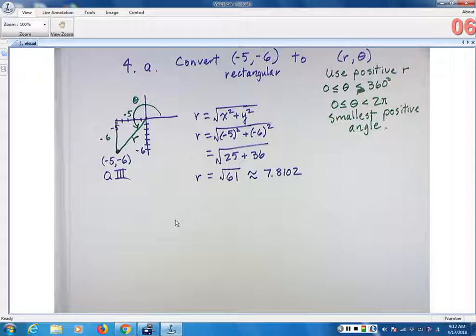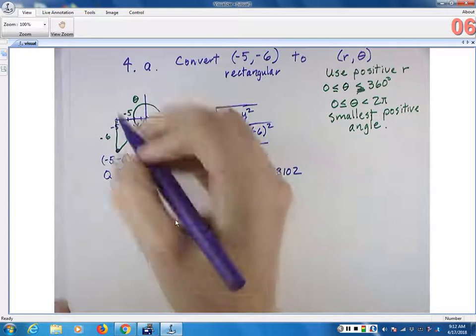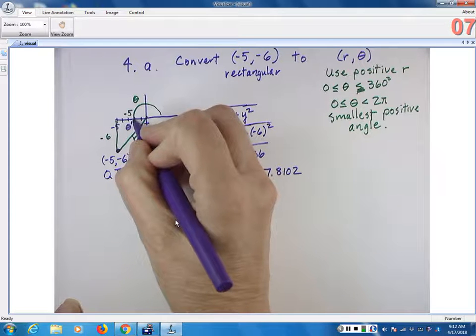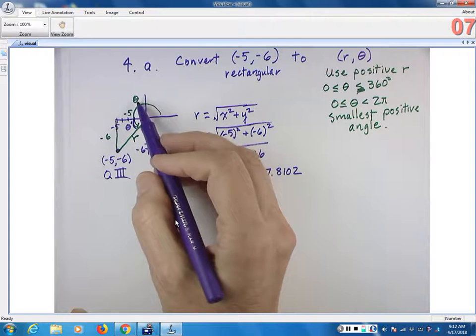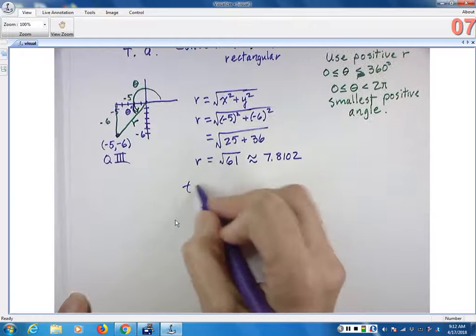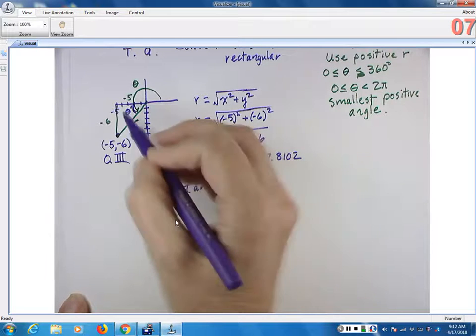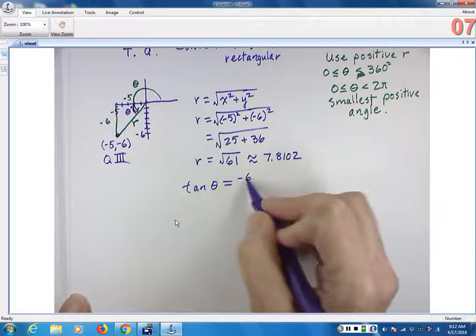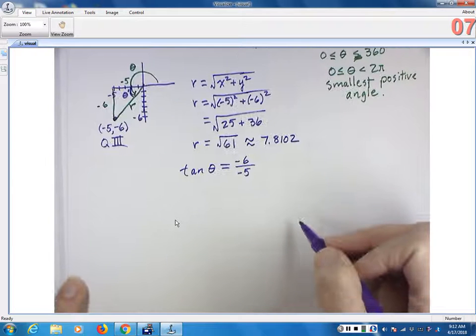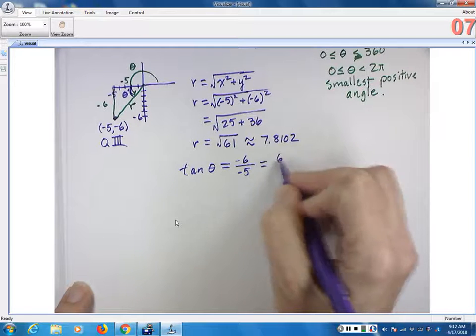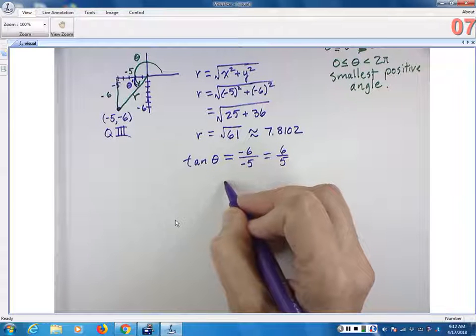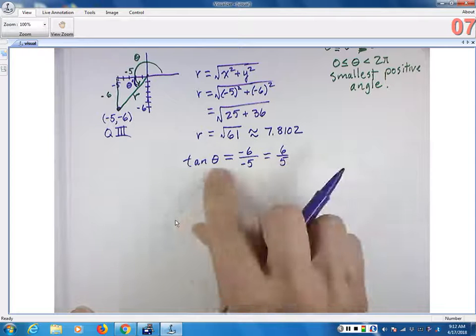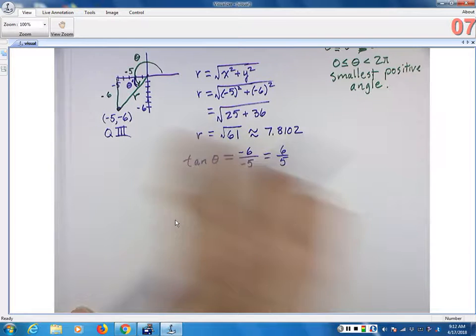Okay, now we need to find theta. Well, we know that this is our reference angle, theta prime. It's a positive angle right here, and its tangent is the same as tangent of theta. So the tangent of theta equals opposite over adjacent, equals 6/5. You want to find the angle whose tangent is 6/5, but it has to be in this quadrant.